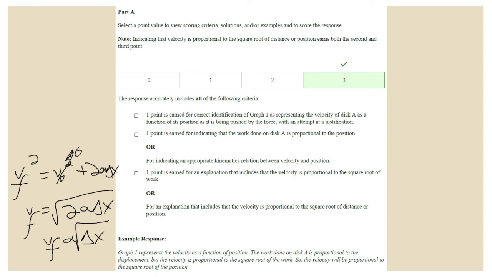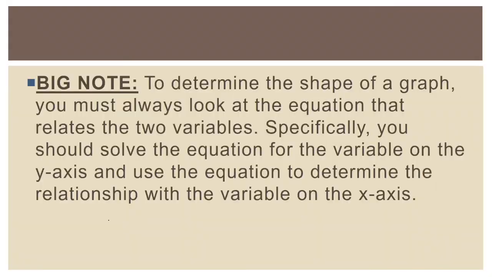Now, some of you might have gotten suckered in with this question into choosing graph 2 because we usually see straight lines on velocity versus time graphs. Of course, the only problem with that was the x-axis variable wasn't time. So I'd like you to write down this note before we take a look at part B.